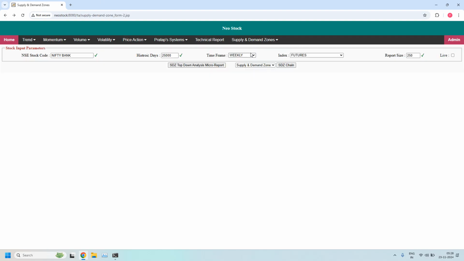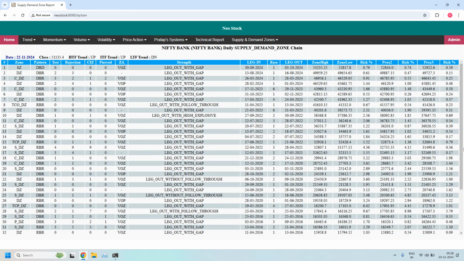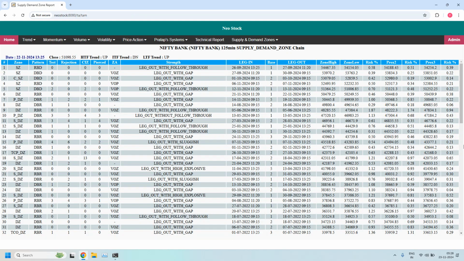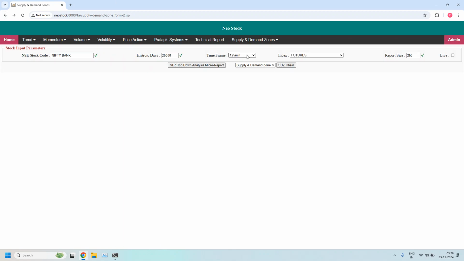Next time frame is daily, generating daily supply demand zone chain for BANKNIFTY. Okay, next time frame is 125 minutes, generating 125 minute supply demand zone chain for BANKNIFTY. Next time frame is 75 minutes, generating 75 minutes supply demand zone chain for Bank Nifty.